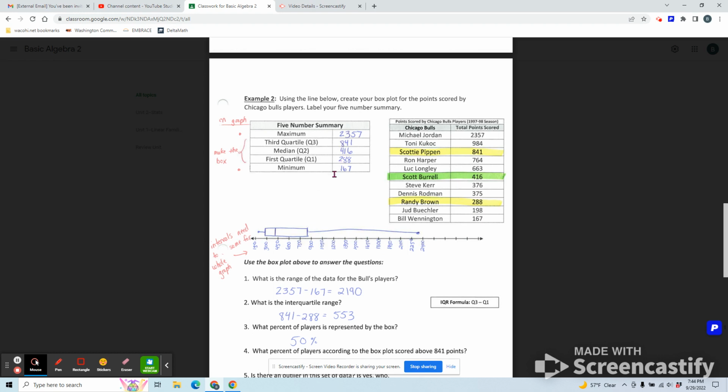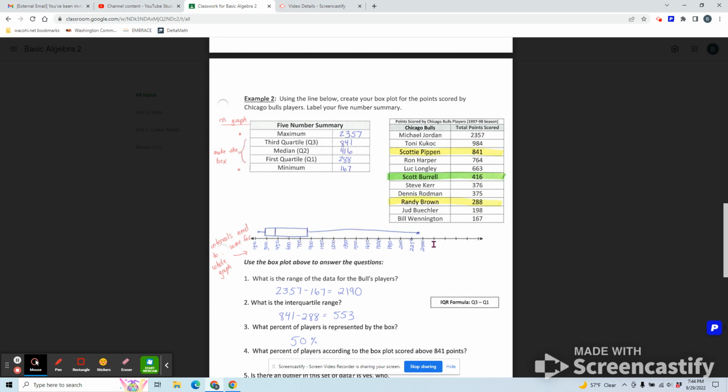That's what it's called. You need 5 numbers to make this box and whisker plot. The quartiles all make up the box. And then the maximum and minimum are your whiskers, which are the points. So I come up with a scale. Now I need to start at 167 and go all the way to 2,357.